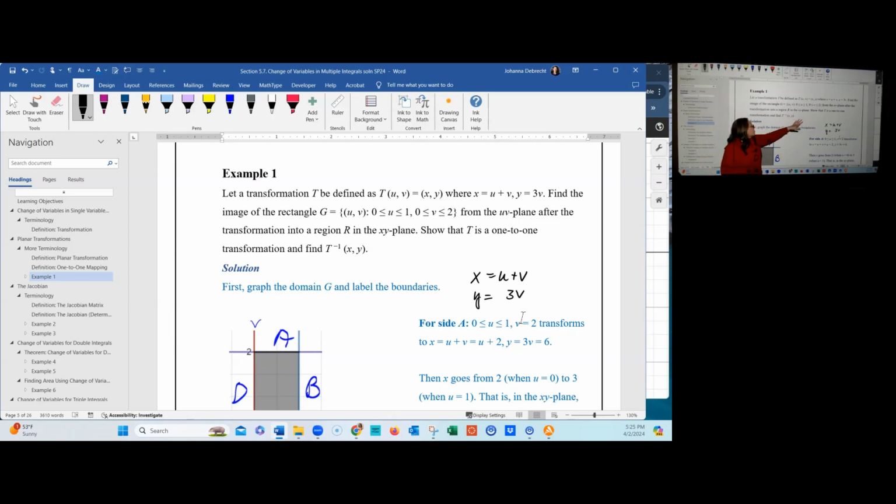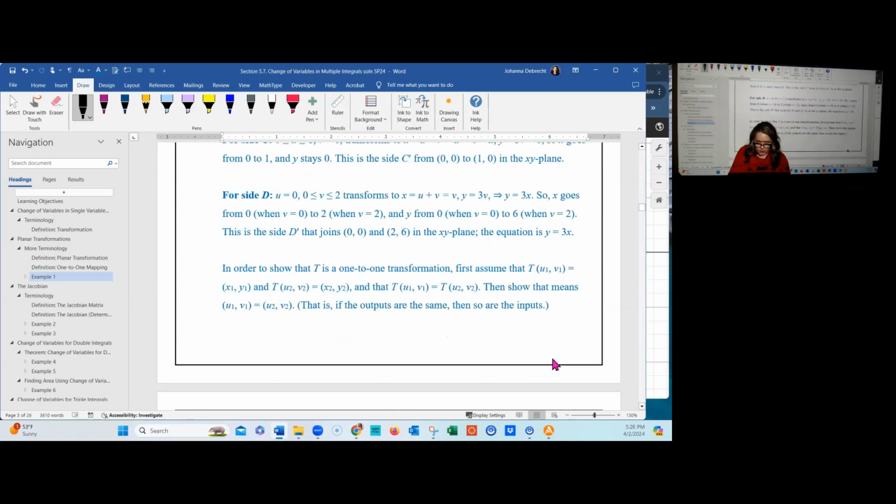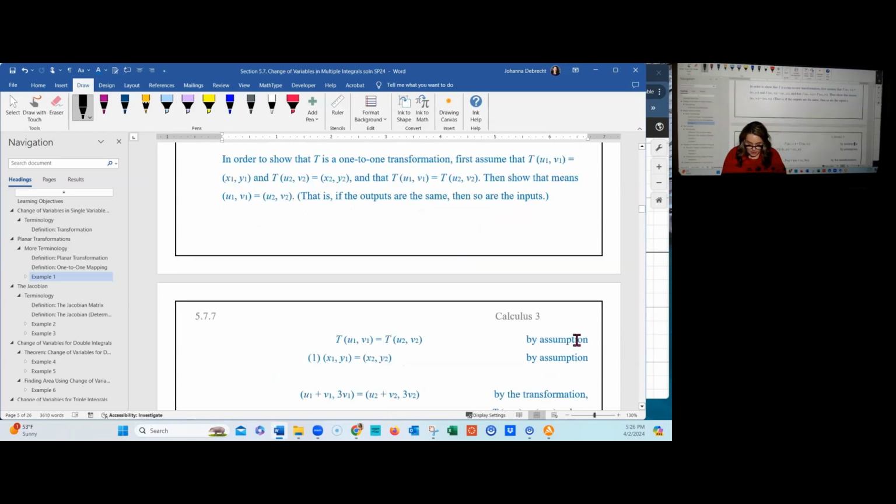Now we want to show that it's a one-to-one transformation and find the inverse transformation, which is really the direction we want to go. So how can we show that this transformation, x equal u plus v, y equal 3v, is a one-to-one transformation? So let me write down what our transformation definition is again. And y equals 3v. So to show it's one-to-one, we're going to assume that the output of two different values coming from the UV plane, u1, v1, and u2, v2, give me the same ordered pair in the xy plane.